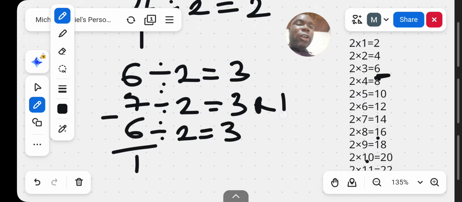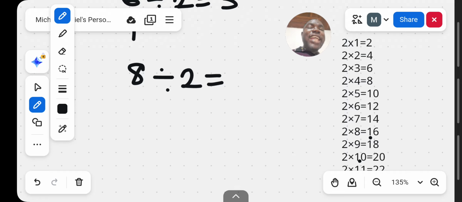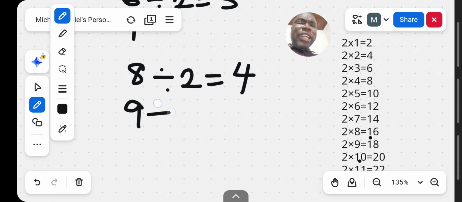Let's try another example. Okay, we have 8 divided by 2. Now, 8 divided by 2, of course, if you read the 2 times table, you get 8. 2 times 4 is 8. So that means 8 divided by 2 is 4. But what about if we are given 9 divided by 2?